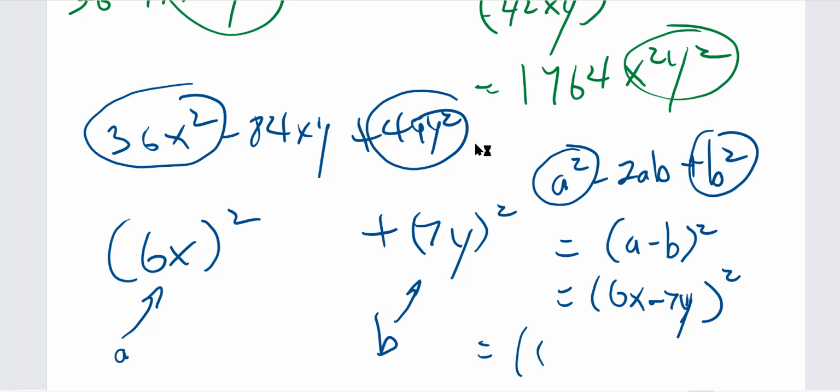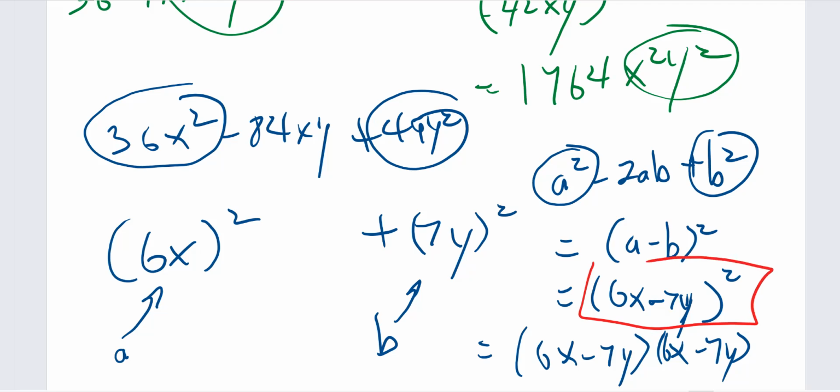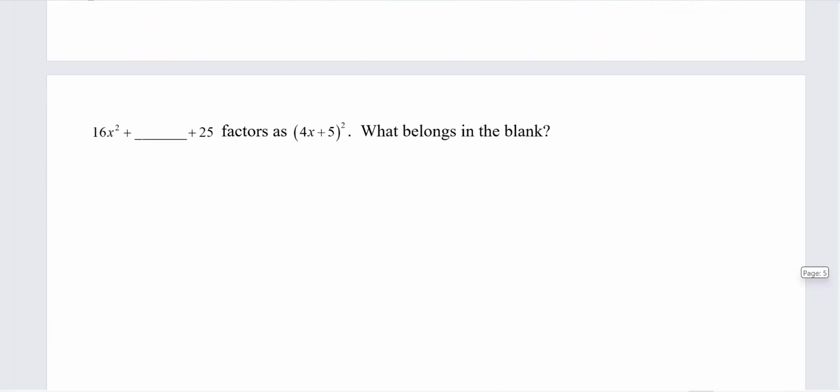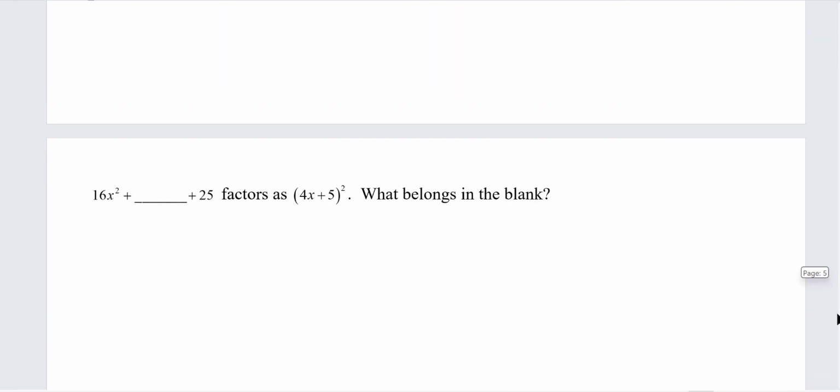Or if you prefer, you can write that as 6x minus 7y times 6x minus 7y. So you can write your final answer like this. You can also write it like that. Let me see what else we have coming up. This is the last one.